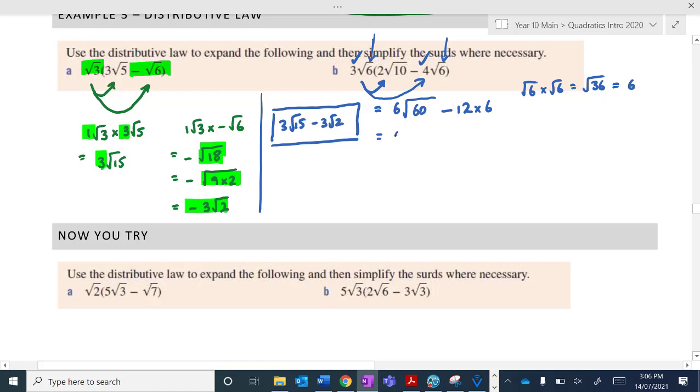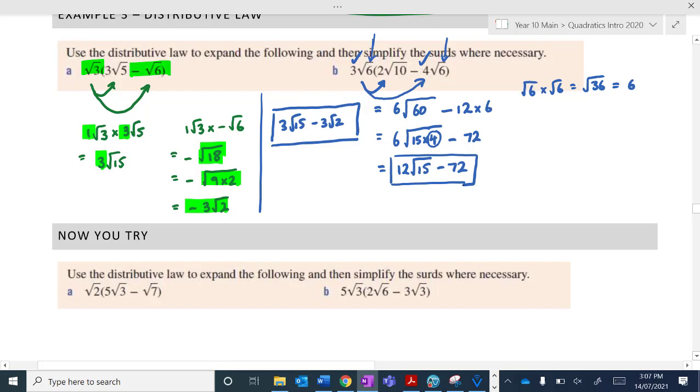Now, what's the biggest perfect square which goes into 60? 15 and 4. So 15 times 4 is 60, 4 being our biggest perfect square. And of course, 12 6s are 72. You should hopefully know that. And of course, the square root of 4 is 2. 2 comes out the front. 6 2s are 12. So we're looking at 12 root 15 take away 72. And again, that is our simplified answer.